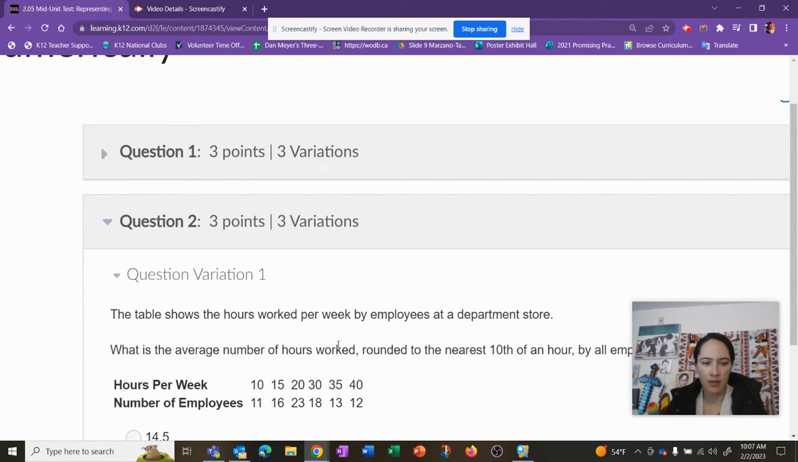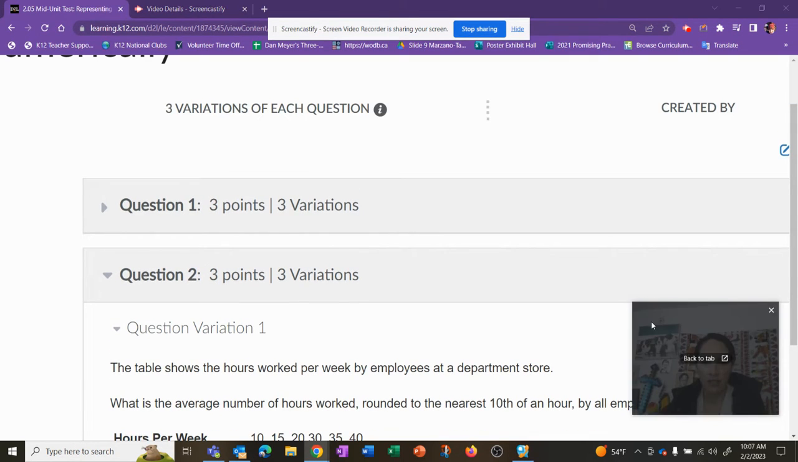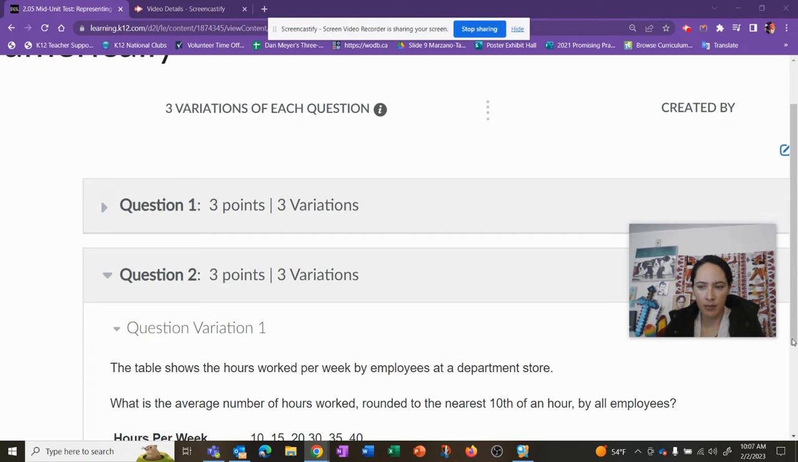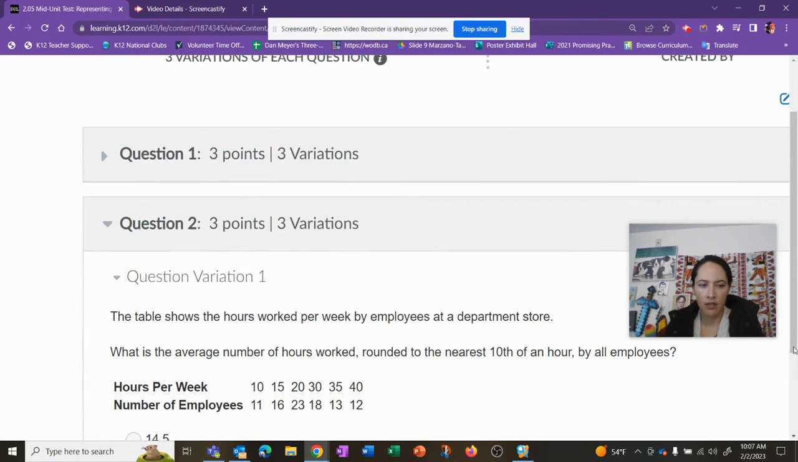So you must have different tables, okay? This should be a frequency table. You're going to have different numbers, different variations. You have all 3 attempts on this. What is the average number of hours worked, rounded to the nearest tenth of an hour, by all employees? Down here is the number of employees who worked this week, okay?